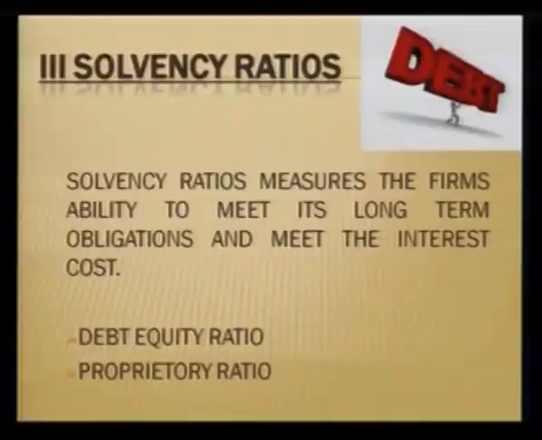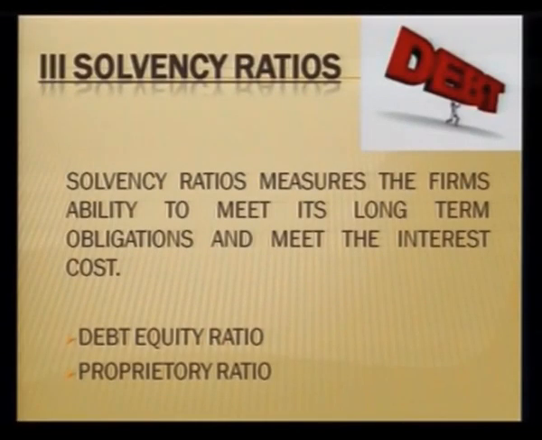Learners, you know solvency ratio is a ratio which is calculated to know the ability of the firm to make its payments in the long term, that is, whether the firm will be in a position to make the payment of its debts together with the interest well in time or not. Now this ratio covers two things. One is known as the debt equity ratio and the other is known as the proprietary ratio.